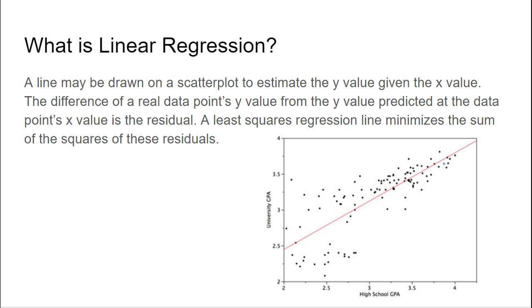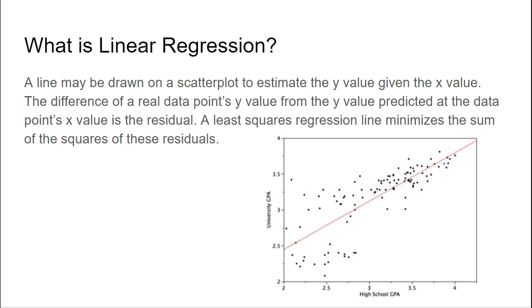What is linear regression? A line may be drawn on a scatter plot to estimate the y value given the x value. The difference of a real data point's y value from the y value predicted at the data point's x value is the residual. A least squares regression line minimizes the sum of the squares of these residuals. The bottom right shows an example of a least squares regression line.